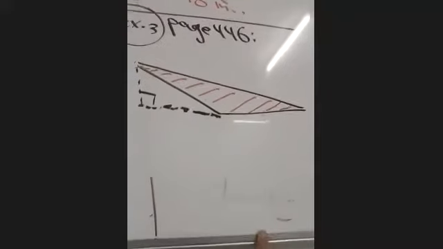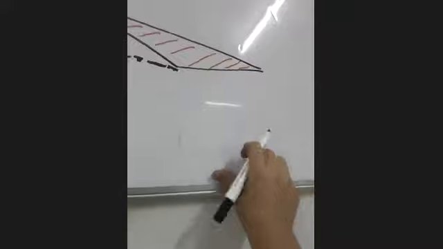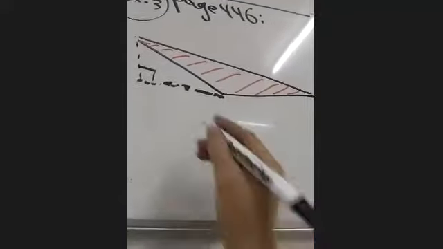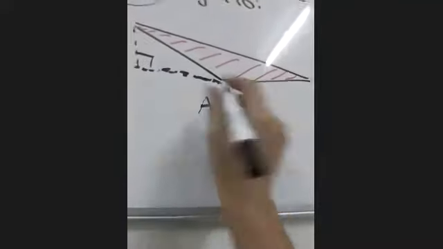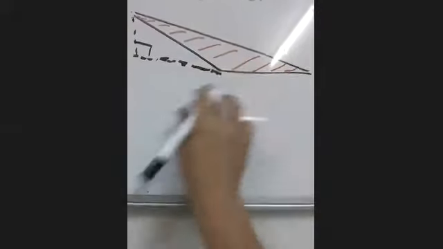Now, what's the given and what's the wanted? What's your name? Abdul Rahman. What's the given? The area and height. The given is the area and the height. How much is the area? The area is 24.8.